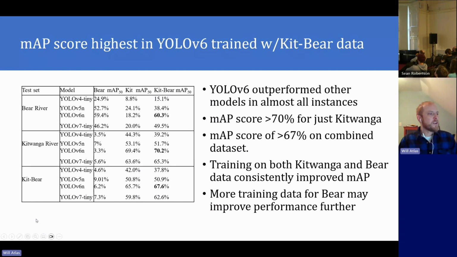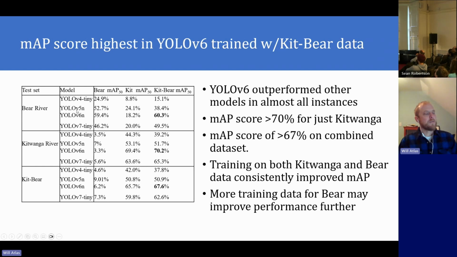So this table on the left, and I apologize, it's a fairly texty slide here, but what this shows is the test set. So what data were we testing? And then this shows models that were trained on different data sets. So this is the Bear River test set. These are data that were withheld for the Bear River. This is the Kitwanga, and then this is a combined Kitwanga and Bear test set.